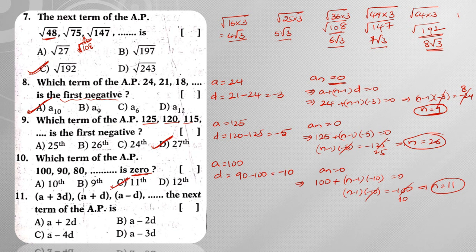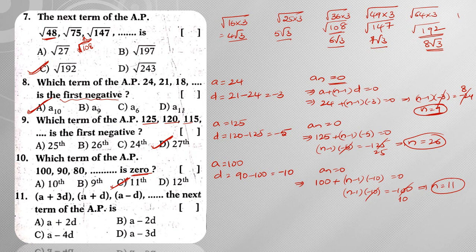Hence the 11th term of the given AP is 0, here n is equal to 11. So here he did not ask about the first negative term, he is asking about 0. That's why directly you can take the value of n. But in the previous questions he is asking the first negative term, so you need to be careful regarding this.